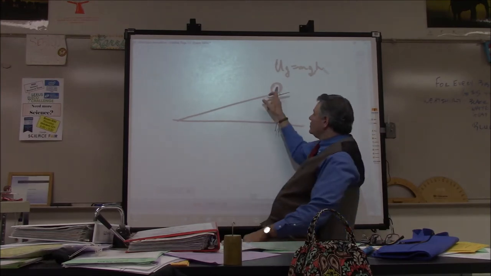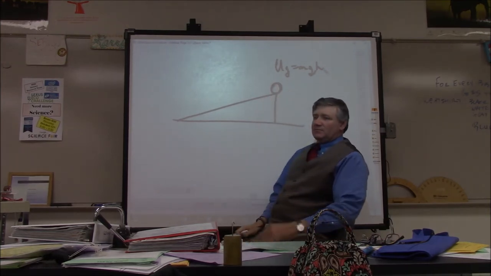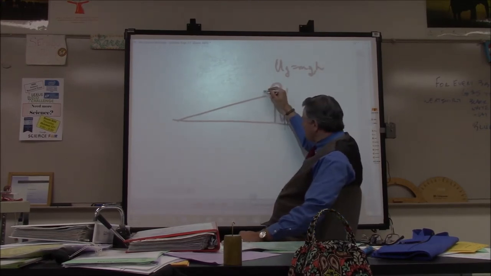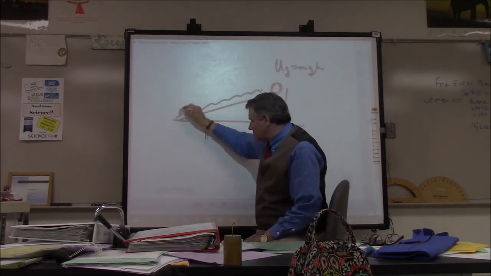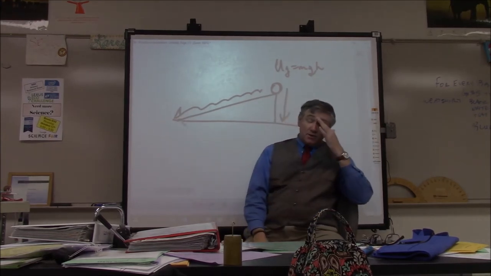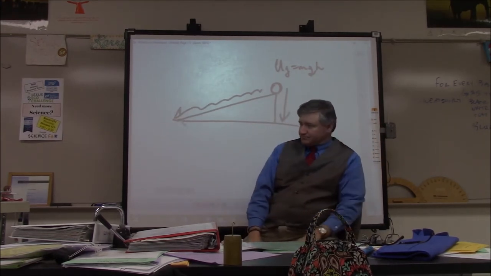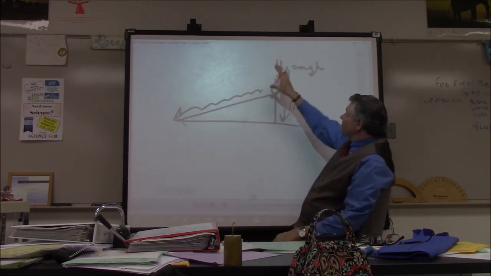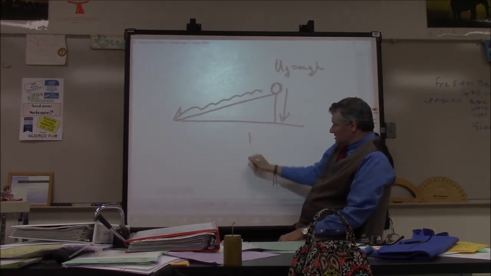Now, what are the two ways that this cylinder can get down to the bottom? It could fall straight down, or it could roll down. Those are your two options. It either rolls or just falls straight down. But here's the ultimate truth: you look at this in terms of a chart.